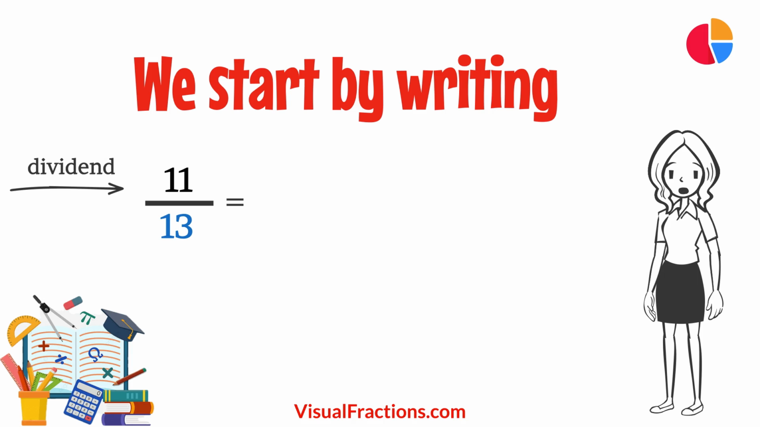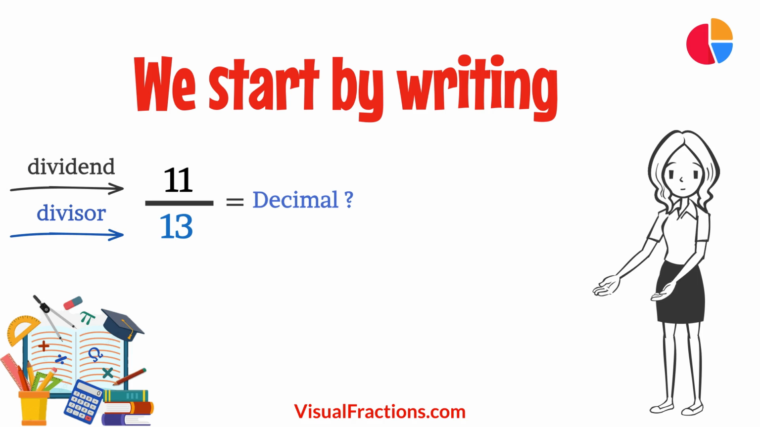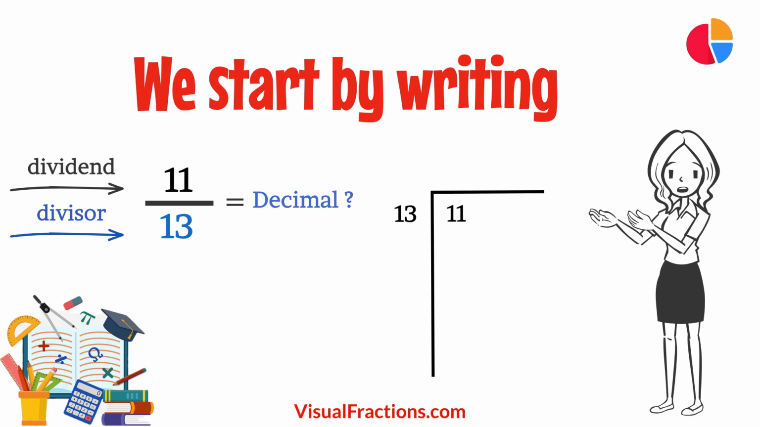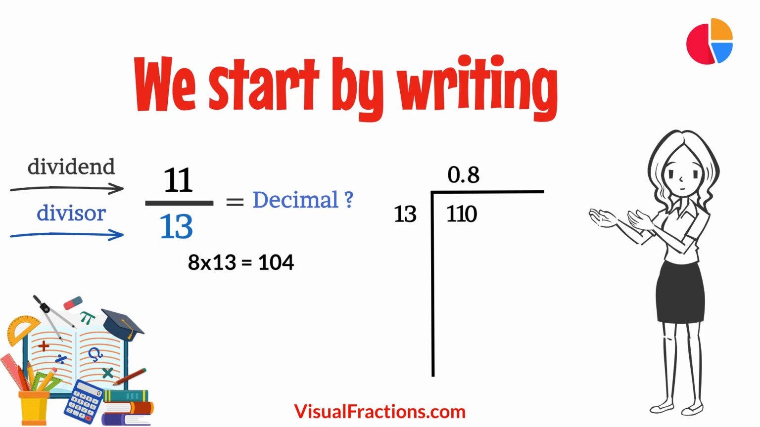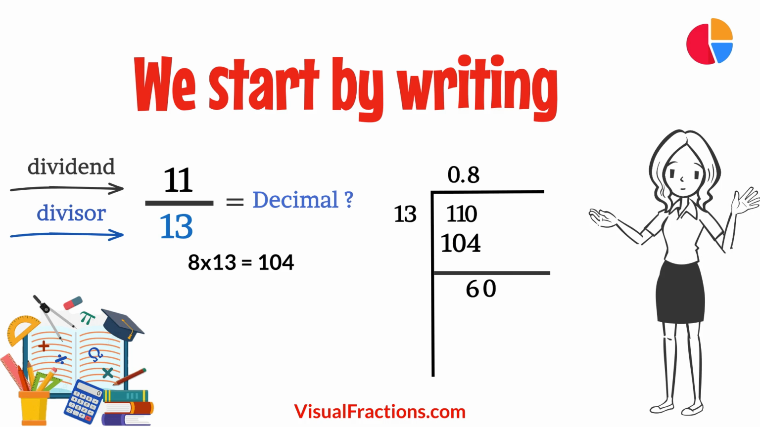We start by writing 11 as the dividend and 13 as the divisor. Since 13 does not fit into 11, we add a decimal point and append a 0 to 11, making it 110. 13 goes into 110 8 times. We place 8 in the quotient, multiply 8 by 13 to get 104, and subtract this from 110, leaving a remainder of 6. Next, we bring down a 0 to make 60.